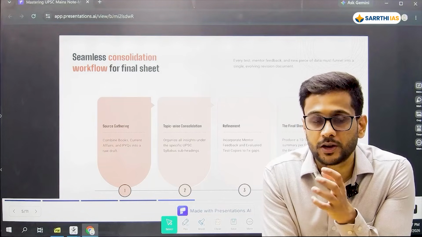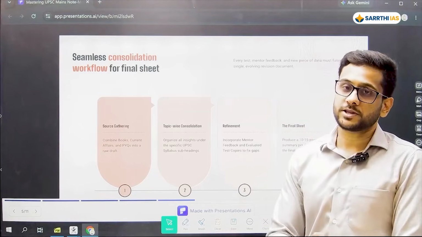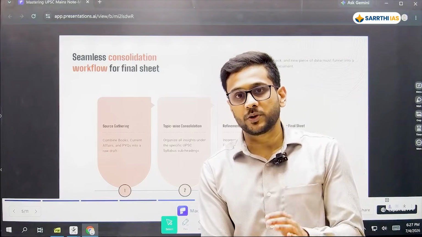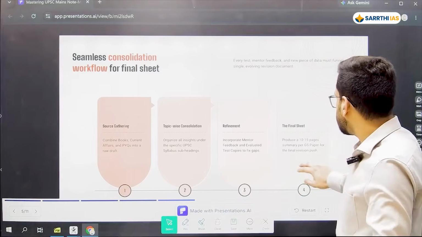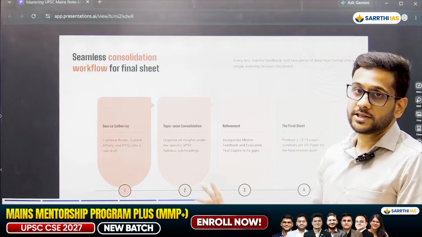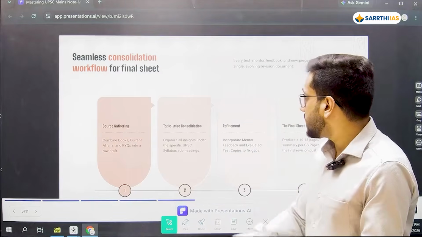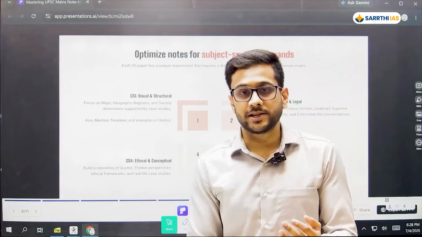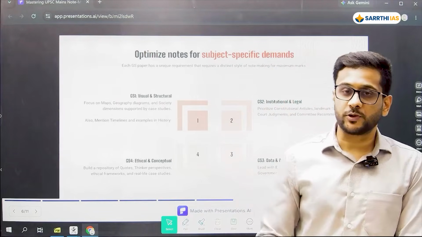If you find your content is not good enough, then you have to do the refinement process again and again. And that's why online notes help, because you can edit them anytime and refine your notes. Then the final sheet, as I showed you, is that you have to prepare micro notes after doing all this process. Okay. Now we will go subject-wise in different papers, on which areas you have to focus.